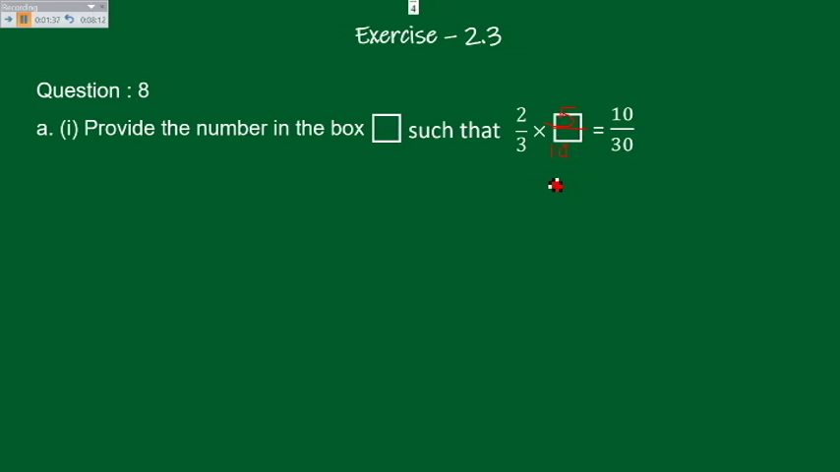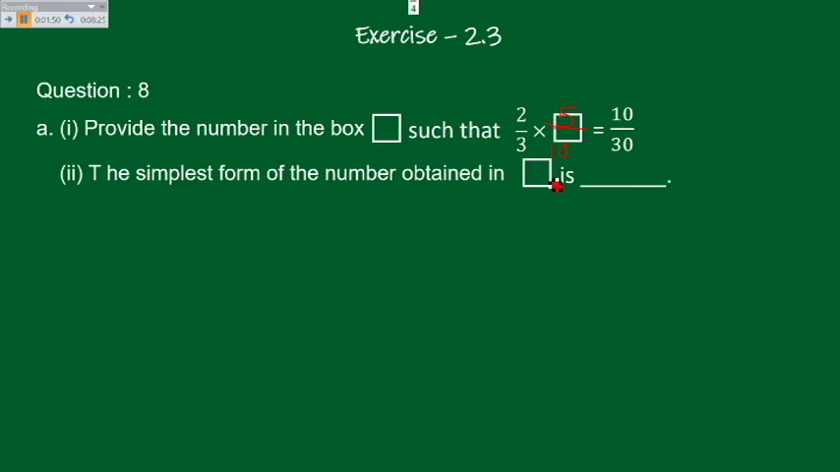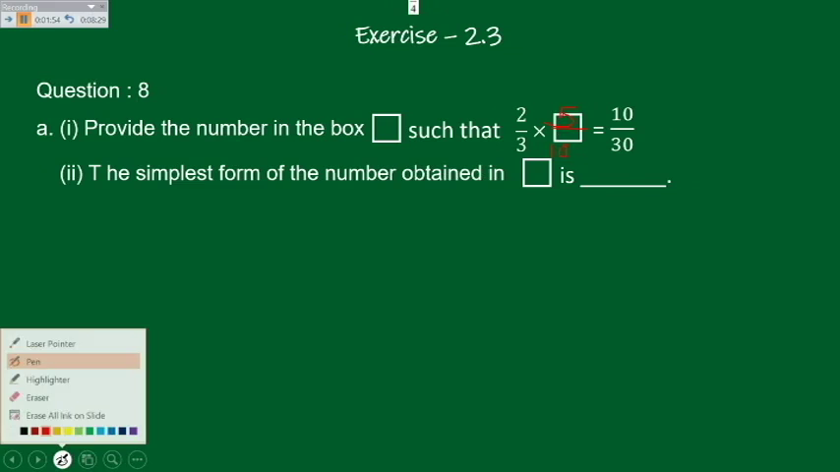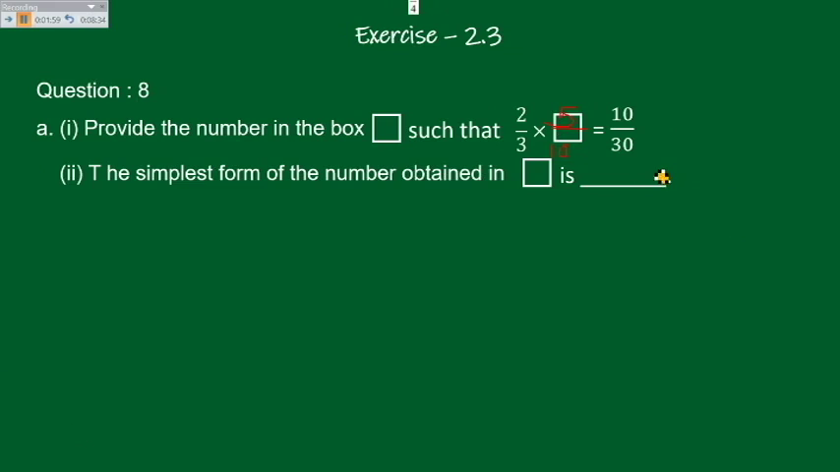Now look at the next part. The simplest form of the number obtained in the blank is what? So reduce 5 upon 10 to the lowest term. You already know how to do this. So here the number is 5 upon 10. I am going to reduce it to the lowest term.